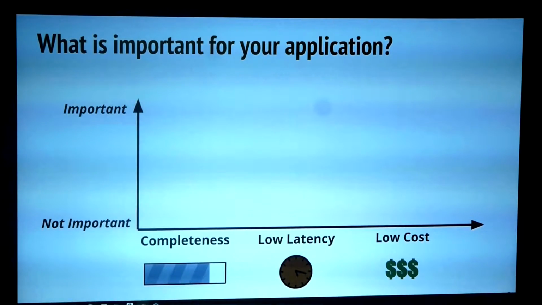So here on the vertical axis, I've rated importance: not important, important. It's all very fuzzy, just to give a ballpark. And on the horizontal axis, I've laid out each of these 3 dimensions. So let's look at specific use cases and how they fall on these axes.